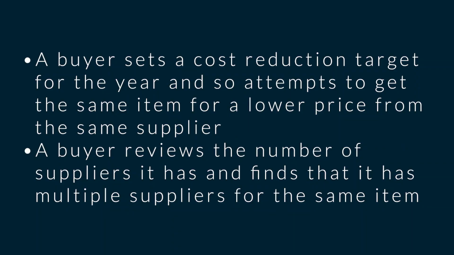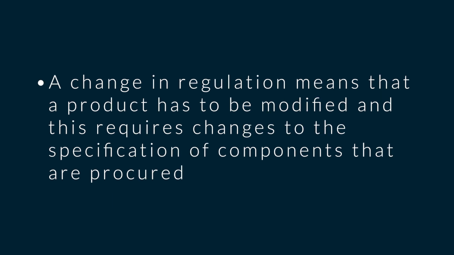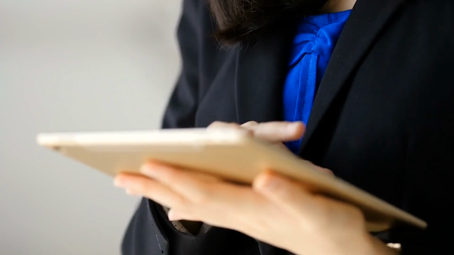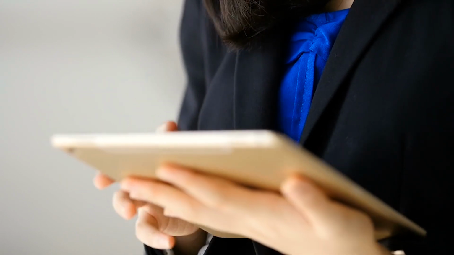Okay? And so in this case, we're talking about things like a buyer sets up a cost reduction target for the year and so attempts to get the same item for a lower price from the same supplier. A buyer reviews the number of suppliers it has and finds that it has multiple suppliers for the same item. And so the buyer chooses one supplier, renegotiates the terms to get a volume discount. Or even a change in regulation, which means that a product has to be modified and this requires changes to the specification of the components that are procured. Depending on the changes, the modified rebuy requires more effort from the buyer to find an acceptable solution.